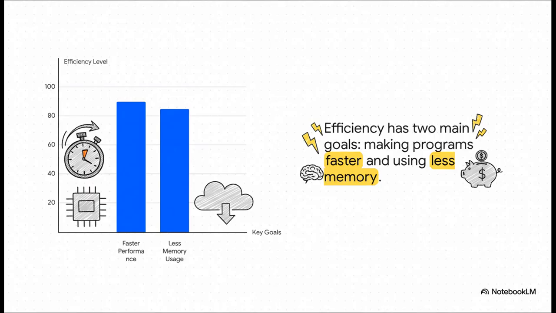Now, when we keep saying efficient, what do we really mean? Well, it pretty much boils down to two major things. First, speed, making our programs run faster, which gives a way better user experience. And second, memory, using up fewer of the computer's resources, which is absolutely crucial when you want to scale up and handle lots of users.